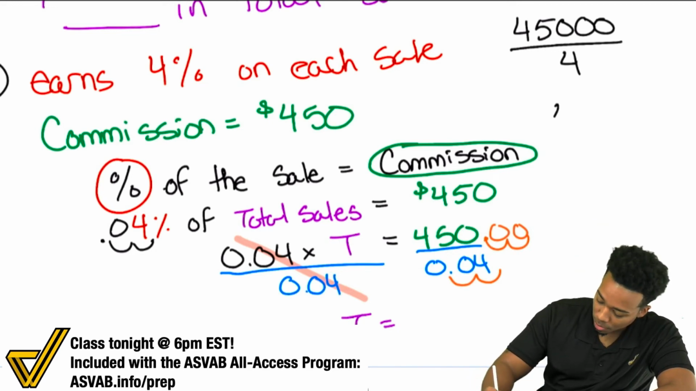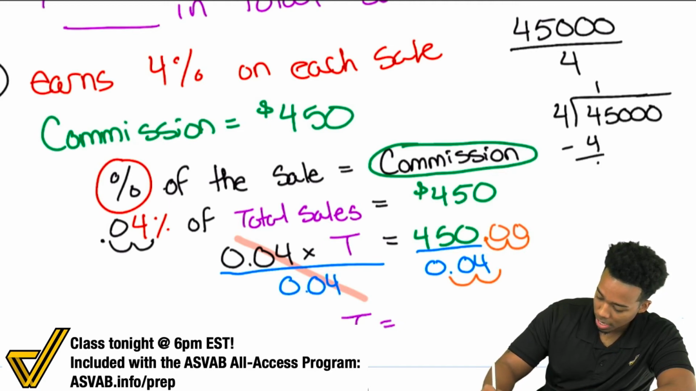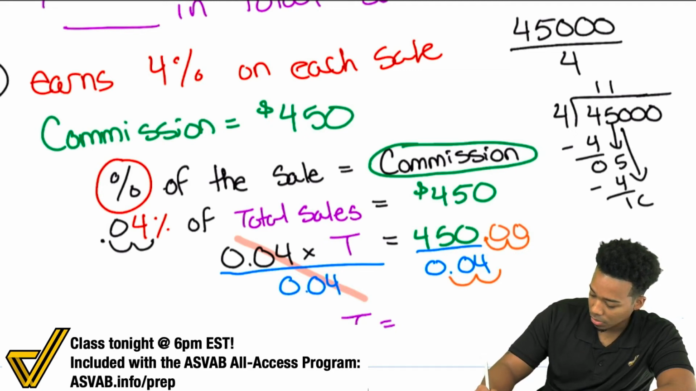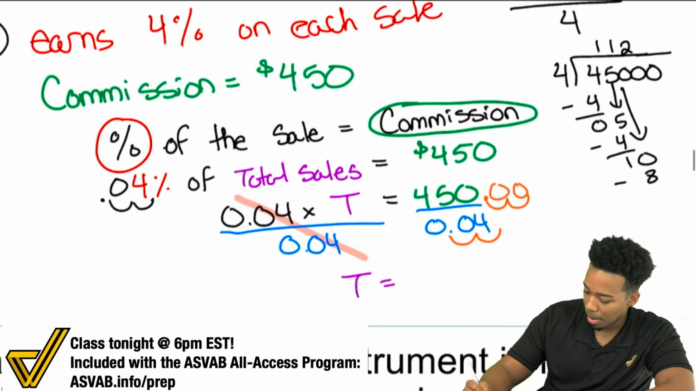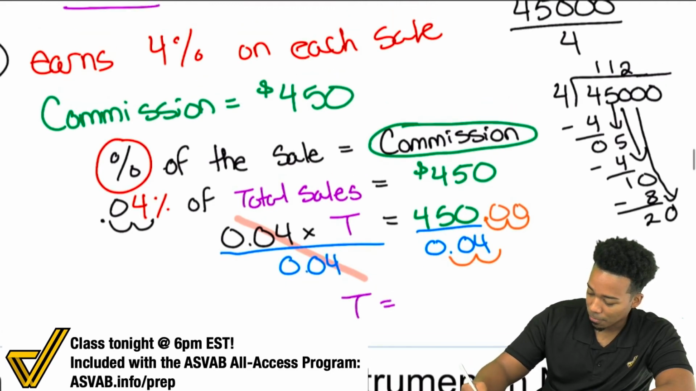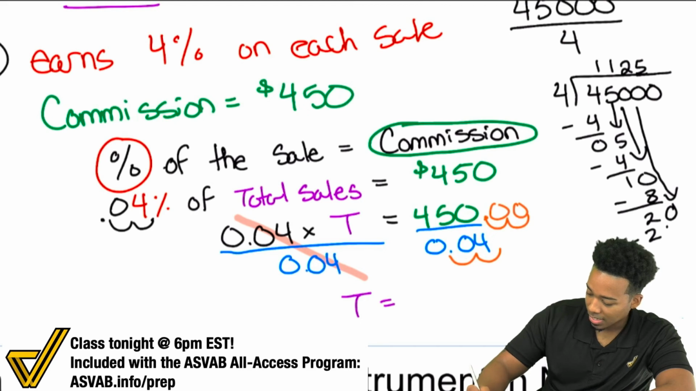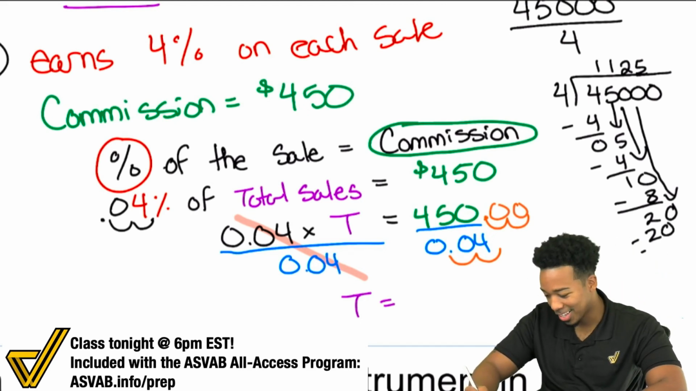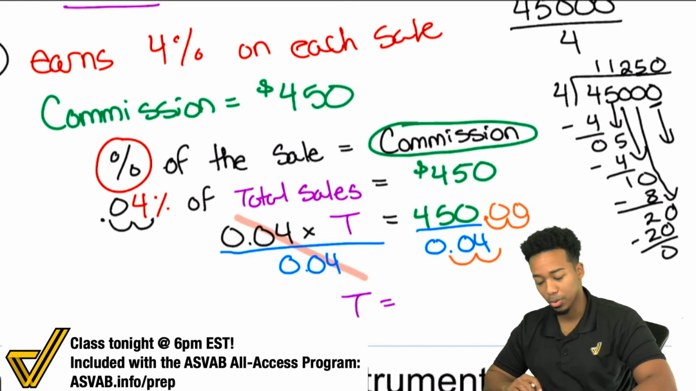So here, we'll divide 4 into 45,000. 4 goes into 4 one time, subtract that 4, then bring the 5 down. 4 goes into 5 again 1 time, subtract the 4, you have a 1 left, bring down the 0. 4 goes into 10 2 times, because that's going to be 8. That's a 2. Bring that other 0 down, that's going to be 20. 4 goes into 20 5 times, that's going to be clean right there. And then we still have that other 0 coming down. 4 goes into 0 0 times.